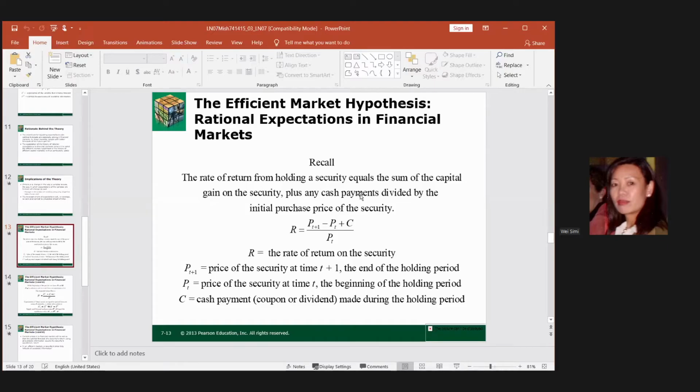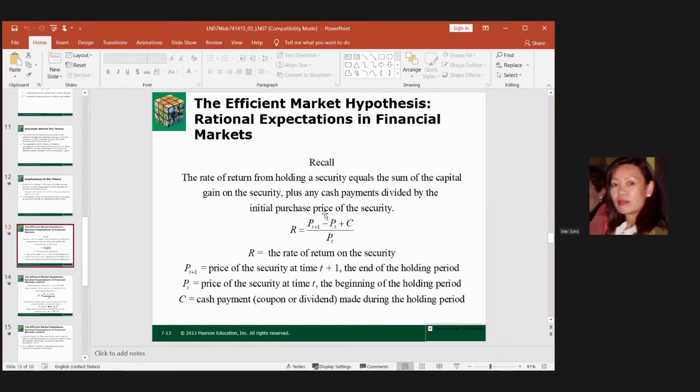This is what we learned. Okay, so we're going to talk about this hypothesis, right? Rational expectation in the financial market. Just follow what we have. We learned this before, okay? So rate of return R, right? The rate of return is your capital gain. T is today, okay? Time T is today. Next period is T plus 1, all right?